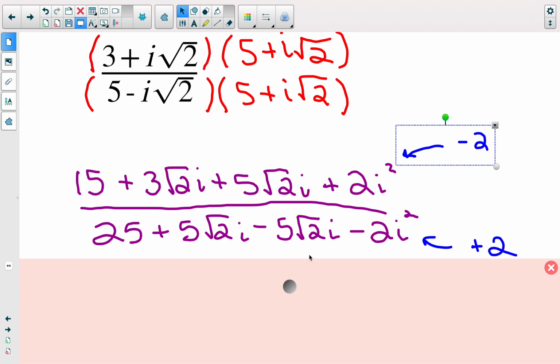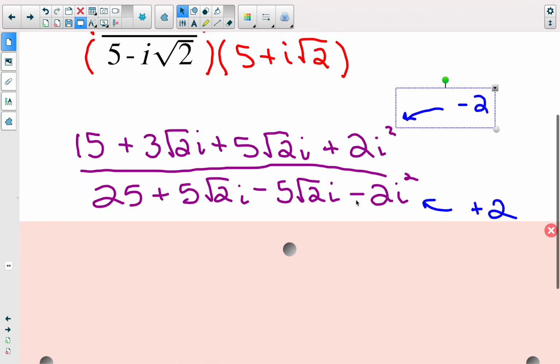Denominator, same process. 5 times 5 is 25. 5 times i root 2 is 5 root 2i. Negative i root 2 times 5 is negative 5 root 2i. And lastly here, negative i root 2 times positive i root 2 leaves us with a negative 2. Now that's from the negative here and the positive here, and then i squared. So this term in the denominator becomes negative 2 times negative 1, or positive 2 there.